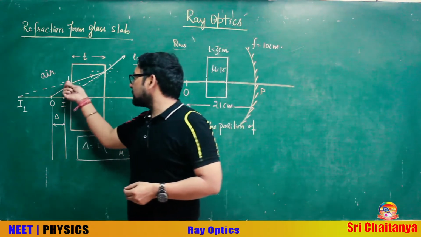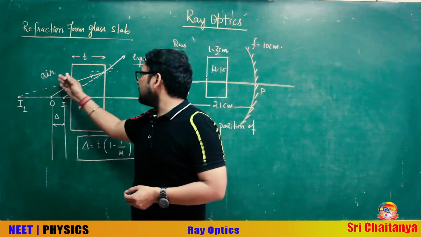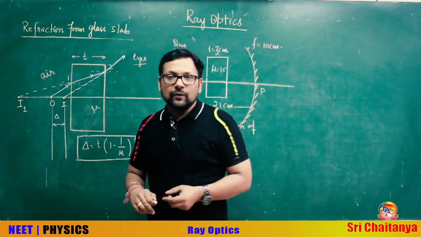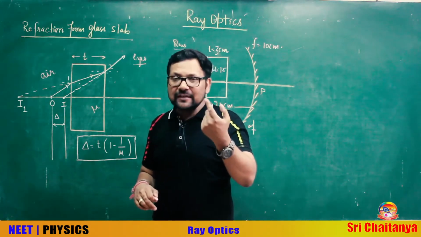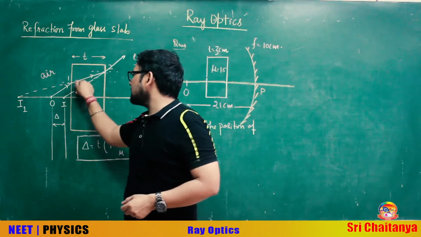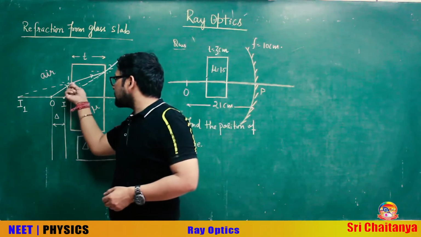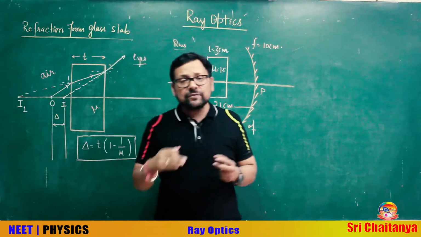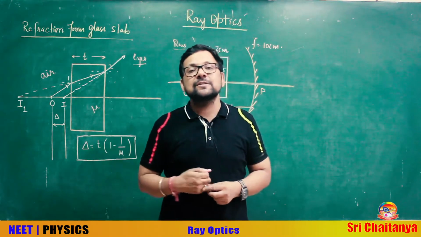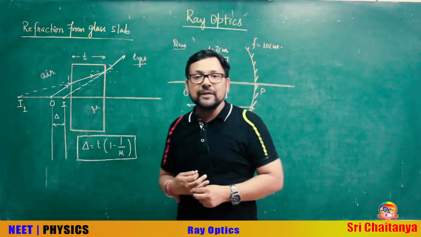So for the first refraction, the object is in air. From air to this medium, say the refractive index is mu, light going to the denser medium will deviate a little towards the normal. So the light inside the slab appears to come from here, I1. So what is the object for the first refraction? I1. And in successive refraction, the image of the first is the object for the second. I1 is the image for the first, and that acts as the object for the second.